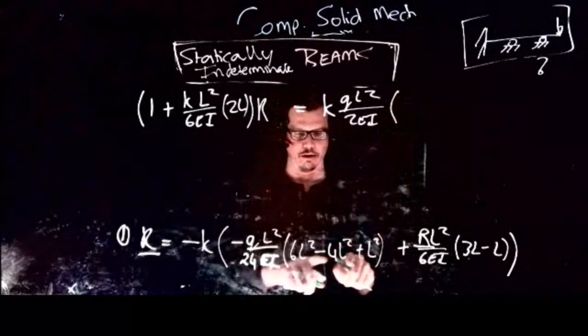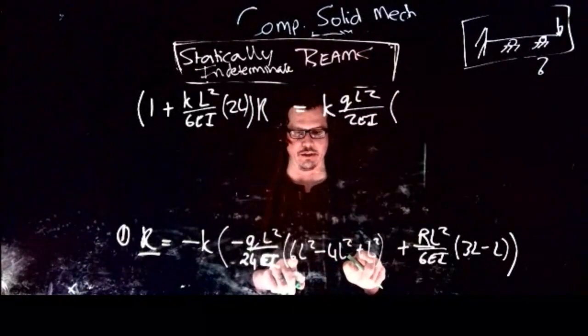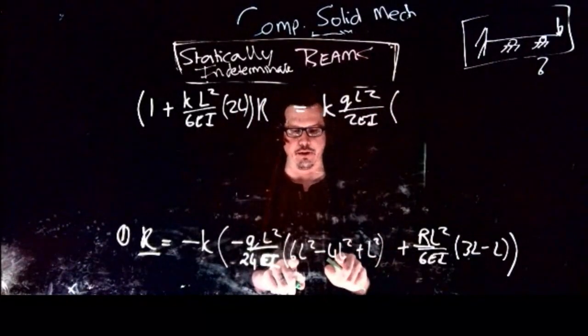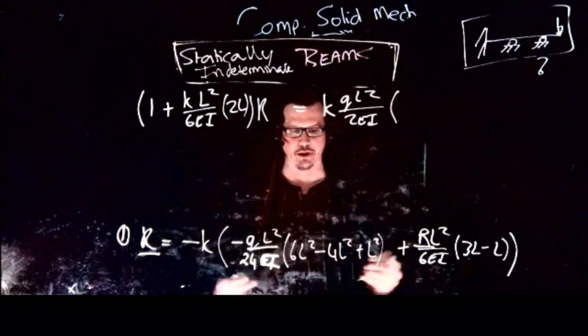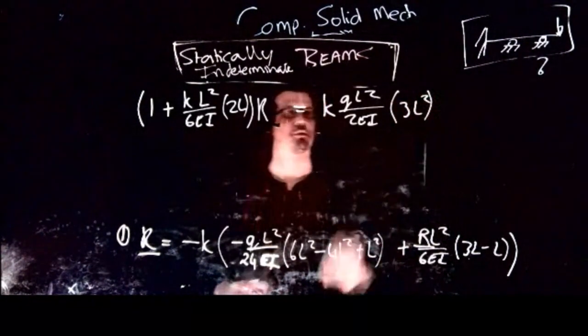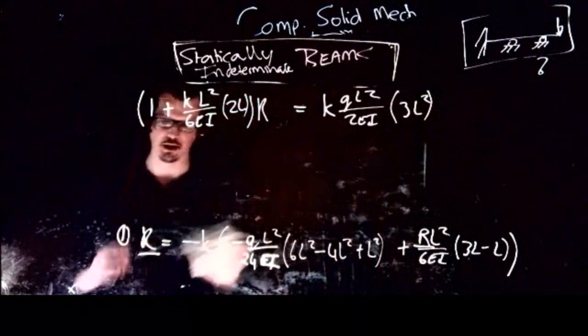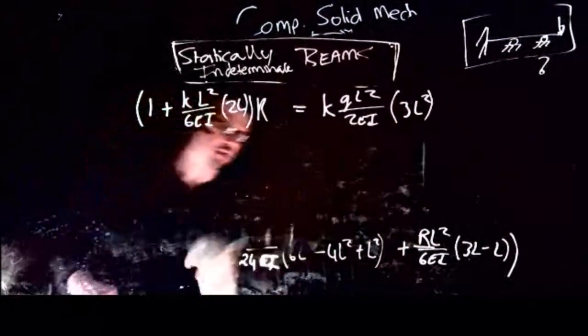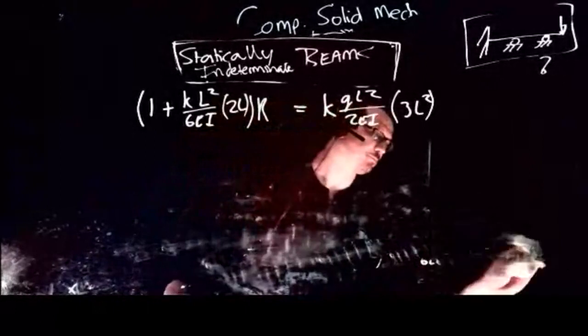And then, if you want to simplify it, this is essentially 7L squared minus 4L squared. So what happens is 3L squared is left. Okay, so that is what we have for that expression. So I can just wipe this off, and then we can write out the other two equations that we need.